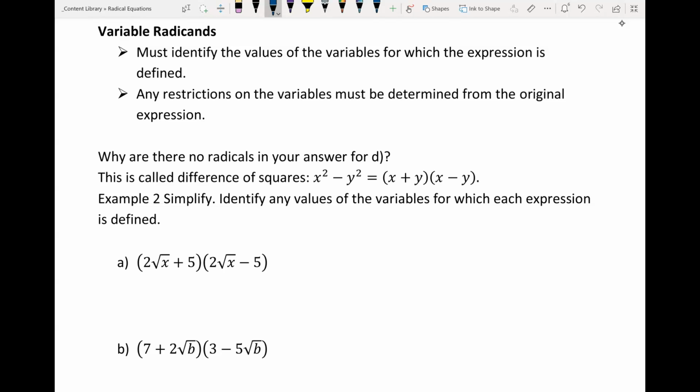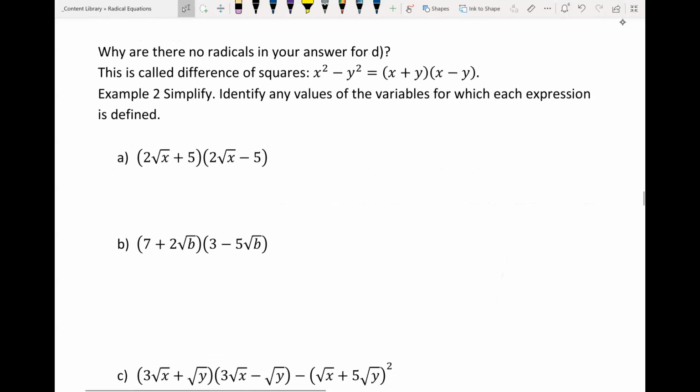Now we're going to move on to looking at variables inside the radicand. So we have to identify the values of the variables for which the expression is defined, because we know that we can't have negative numbers inside our root sign, meaning we can't take the square root of negative numbers. We also need to state any restrictions on the variables, and it has to be determined from the original expression, the original one. So why are there no radicals in your answer for D?